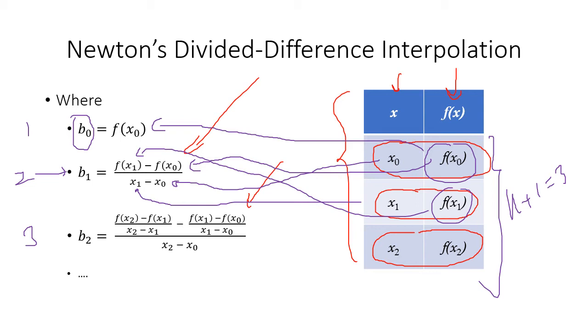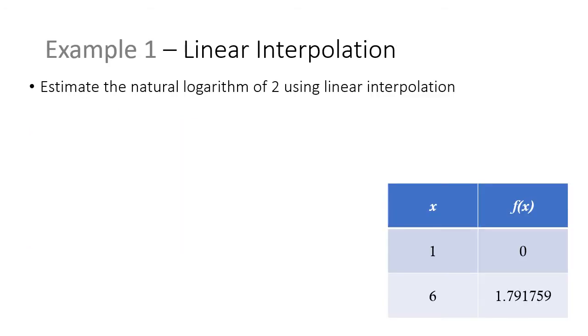so don't get scared. I will solve a problem for you. So let us solve an example on linear interpolation, and in this example we want to find out the natural logarithm of 2, or we want to find out ln of 2. So you can just use your calculator and find the button that says ln and calculate ln of 2, and you will get that value around 0.69. But in this example, we want to find out the value of ln, or natural logarithm, using linear interpolation.